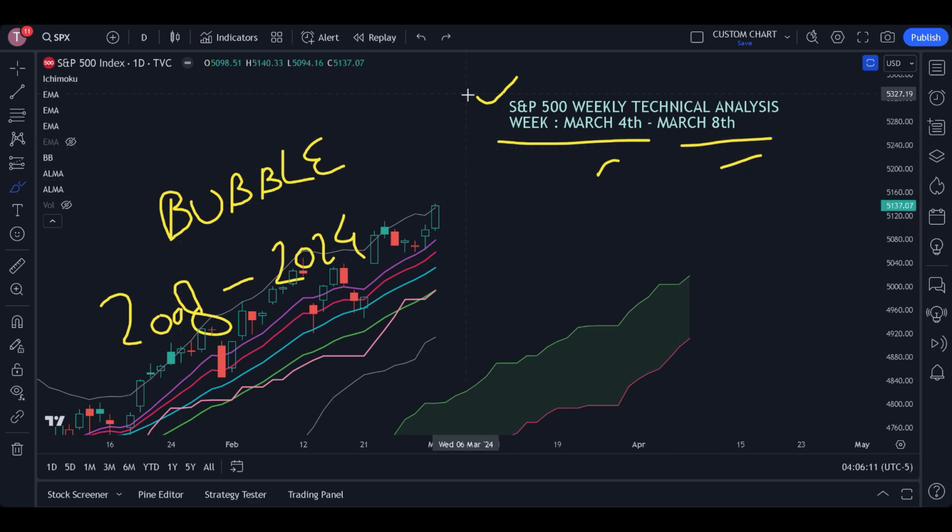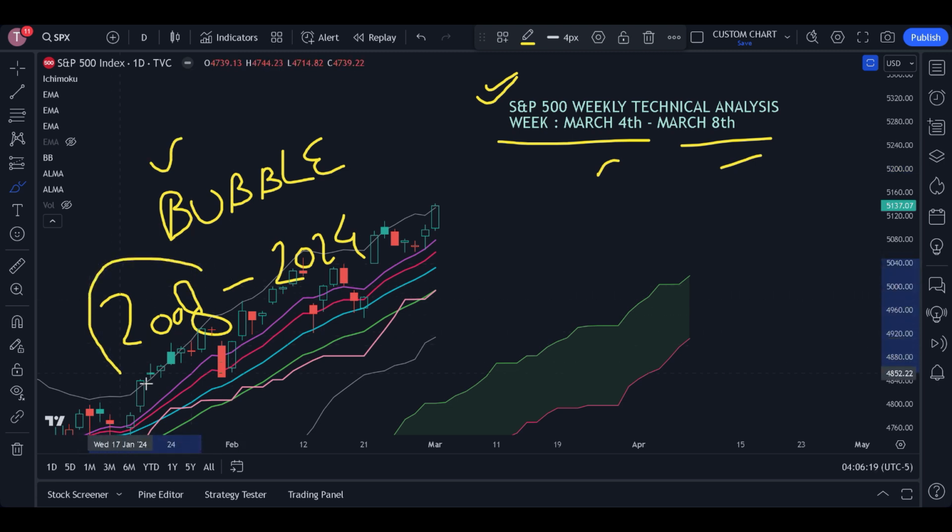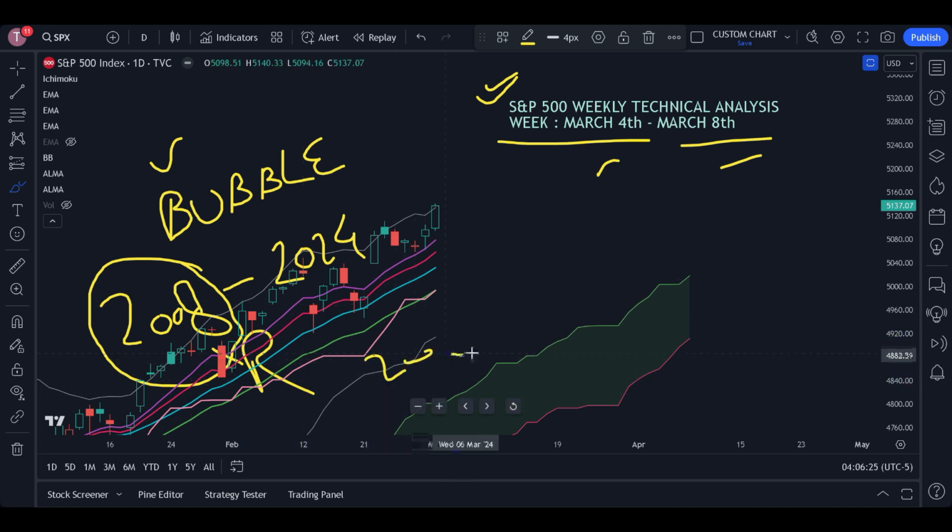And I'm going to start this S&P 500 weekly technical analysis with this news or update, that is the bubble. Last time we have seen the bubble in 2008 and there was a recession. And before that it was the year 2000, a recession. Before that it was, I think, 91 or 92, again a recession.